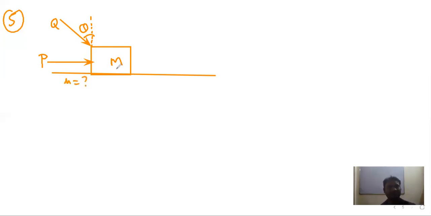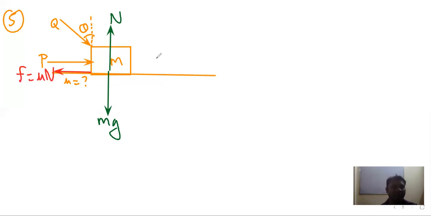So we want equilibrium. That means this block should not move. So the rightward force should equal the leftward force, and the upward force should equal the downward force. Which is the upward force? In this case, we have the normal reaction acting in the upward direction. Also, we have the weight of the block, which acts in the downward direction, mg. Normal reaction acts upward, and friction acts in the horizontal direction, in the backward direction. So friction is mu N.